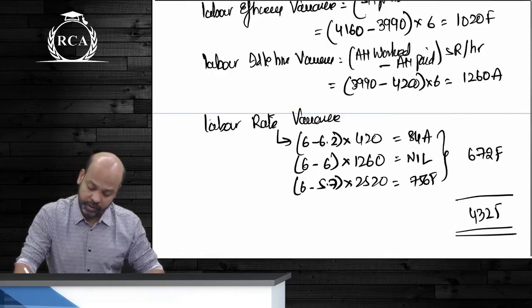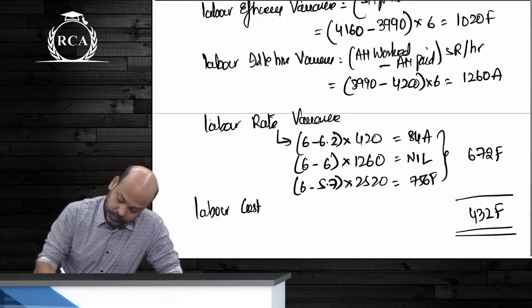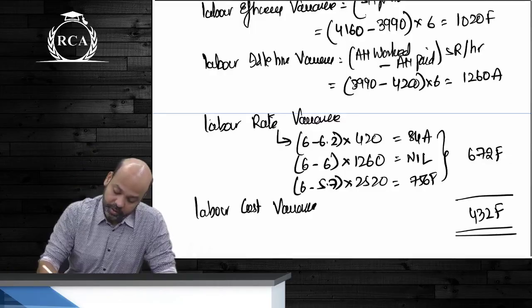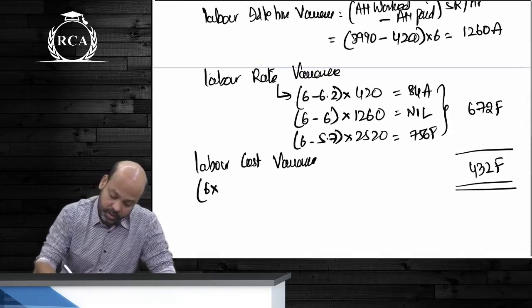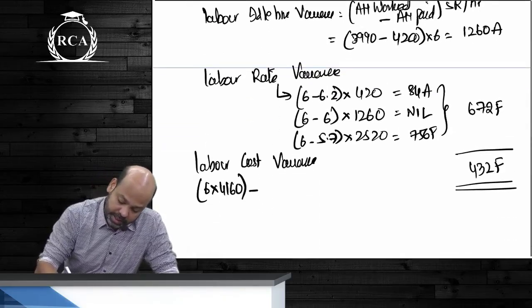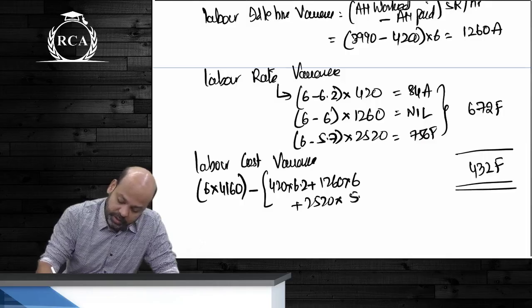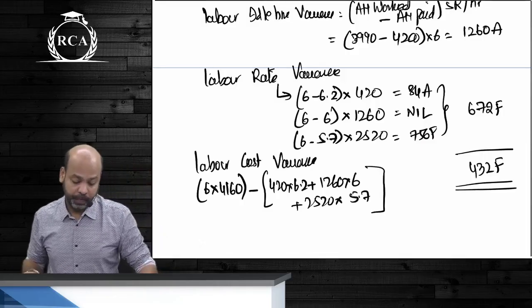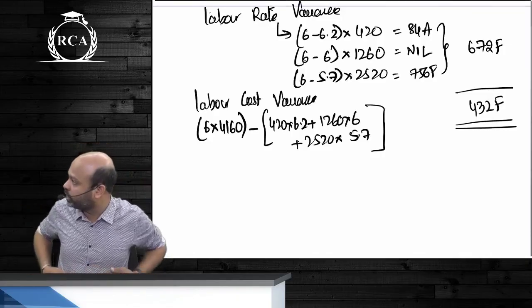432 favorable. This will be your labor cost variance. This labor cost variance you can also write as standard hours 4160 minus actual, which would be 420 into 6.2, 1260 into 6, and 2520 into 5.7. This will still give us the same answer. Actual wages are different, so you can write that also.